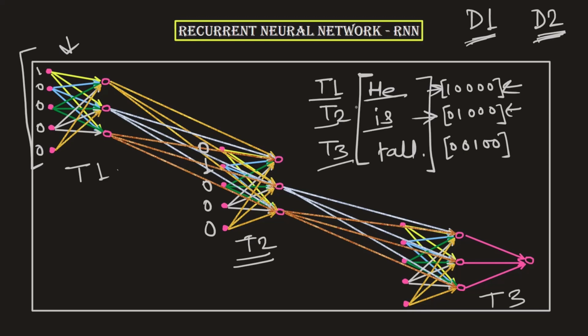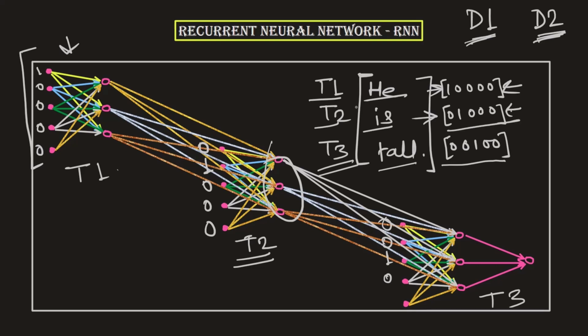And again on T3, in the next timestamp, when you are feeding the information of the vector representing the third word, which is 0, 0, 1, 0, then along with this information from the third word, the hidden layer is again sending back the same information captured from the previous vector.